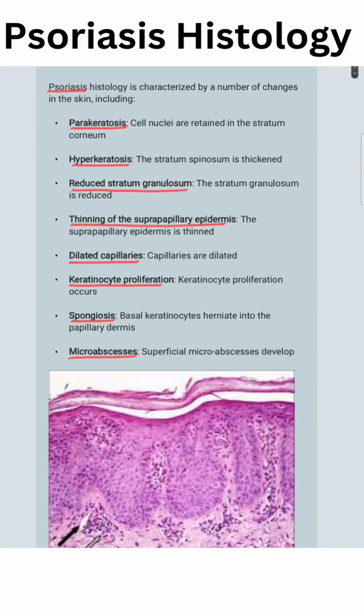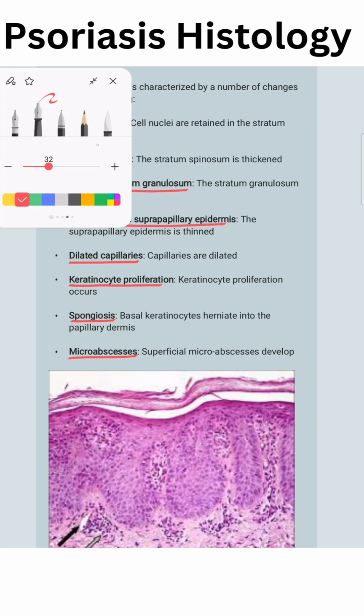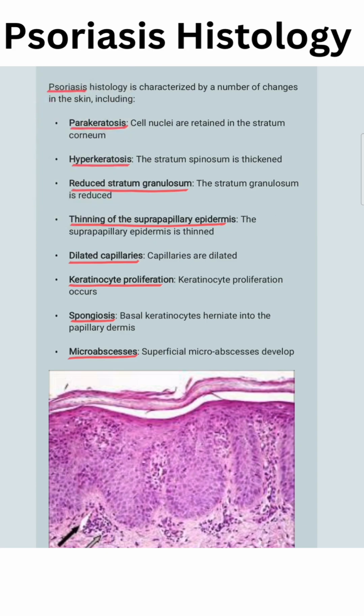So this is psoriasis histology. Very quick note around it. First, we'll start with parakeratosis. We have to observe that the upper layer of the squamous epithelium does not contain any nuclei. But in this scenario, it's there. So this area will have some nuclei, as you can see here. So this is parakeratosis. Otherwise, stratum corneum is anucleate.